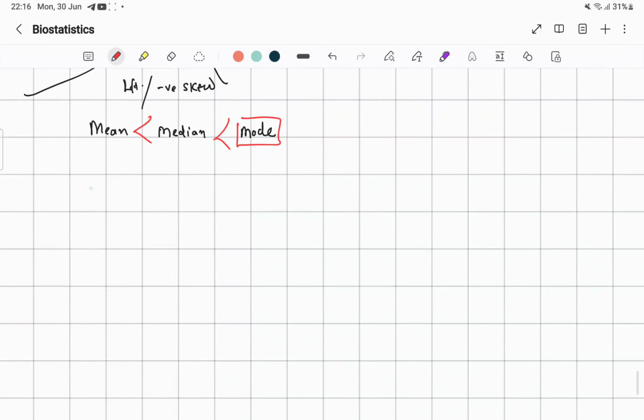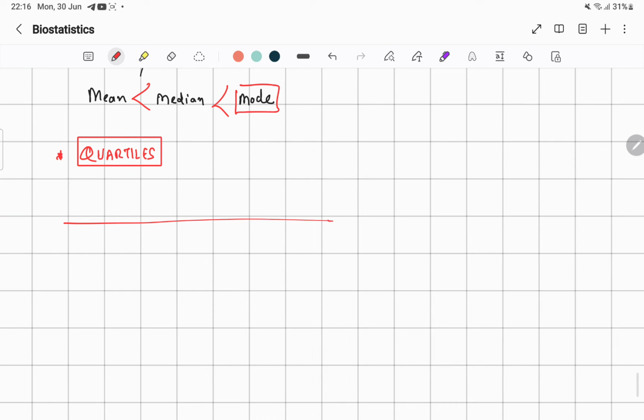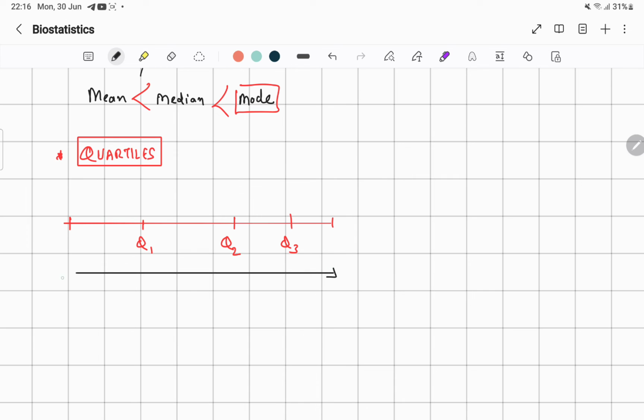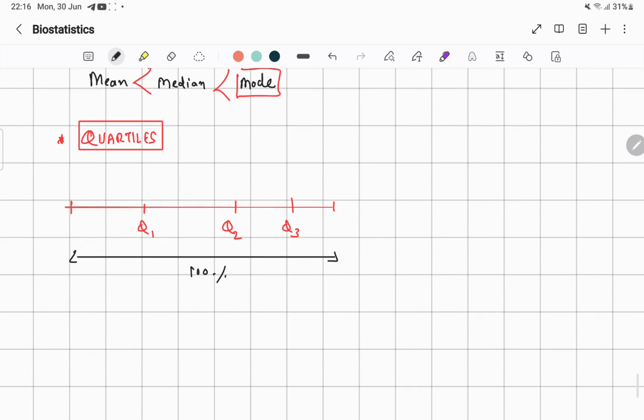Now we have something called quartiles. Problems are there, so make sure to solve questions. Here we have a line like this: Q1, Q2, Q3. This total is 100%, and individually this is 25%, this is 25%, this is 25%, this is 25%. This is the first quartile, second quartile, third quartile, and fourth quartile. This is a type of representation of data.